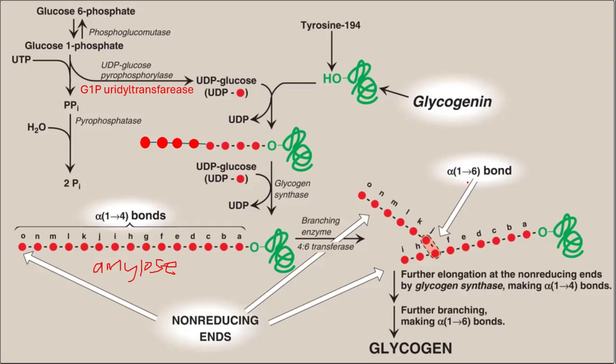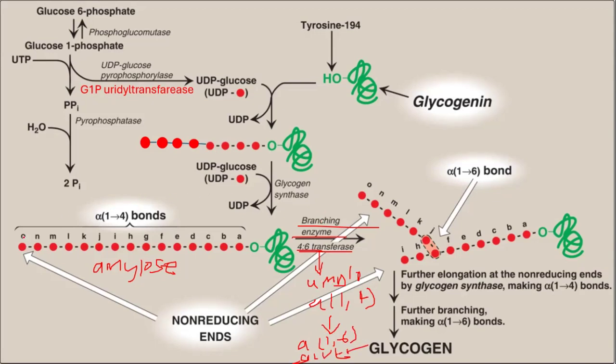So for us to make these branches, you require the branching enzyme. The branching enzyme has the 4,6 transferase activity. In fact, that's the short form of amylo alpha 1,4 to alpha 1,6 glucosyl transferase. Okay, glucosyl transferase. So that's actually the activity of the branching enzyme.